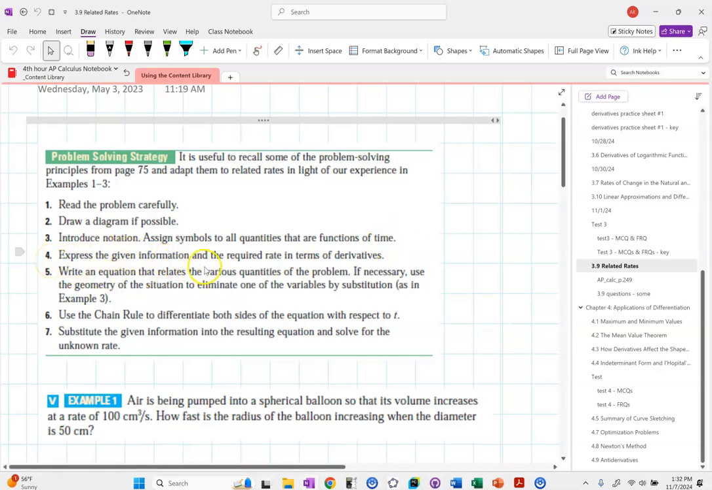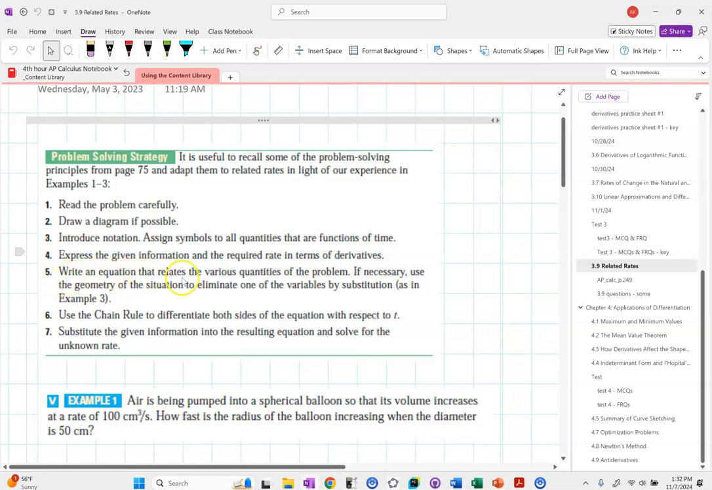Express the given information and the required rate in terms of a derivative. So if it's asking for what rate the radius of such and such is changing when the radius is 7, that's an unknown. You'd want to say, look, what I'm solving for is dr/dt with respect to r equals 11 or whatever I said.